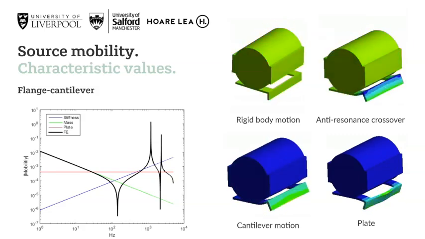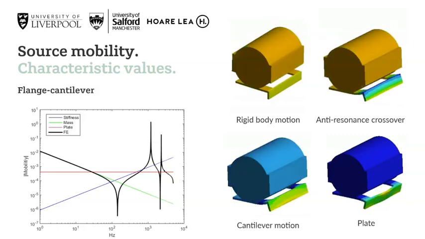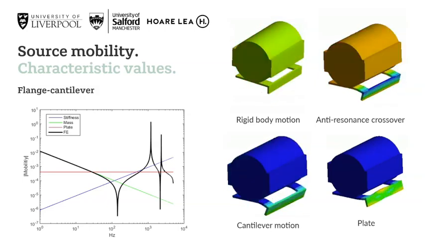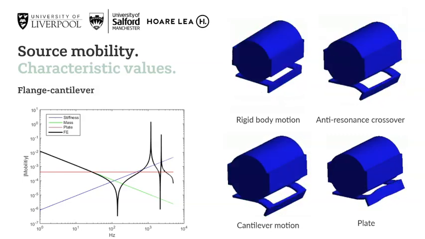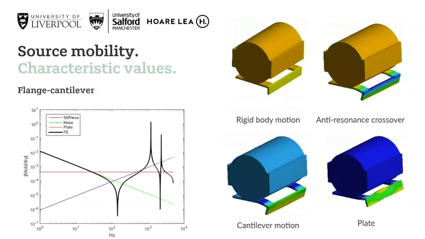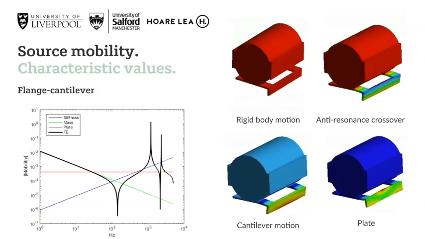When our compact source, mass mobility and stiffness cantilever mobility intersect, we have the anti-resonance switchover point where the edge of the cantilever exhibits significantly reduced vibration. Once we pass through this anti-resonance, we see in the bottom left animation that the cantilever motion describes a response with very little motion in the body of the pump.